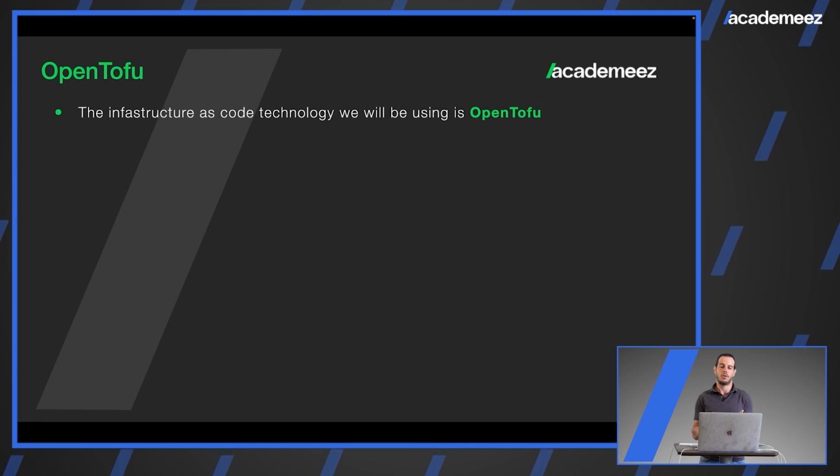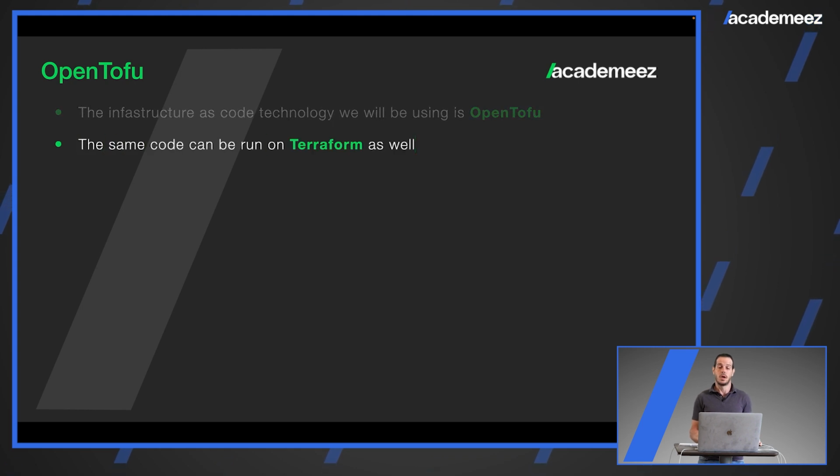Again, the focus is not on the technology. It is important for us to use an open source technology. This is why we chose Tofu. But you can choose a different technology. The main thing is the concept, not the technology that we're using. The main thing is to define your infrastructure with an infrastructure as code technology. So we'll be using Tofu. You can run the same code, as we mentioned, in Terraform.